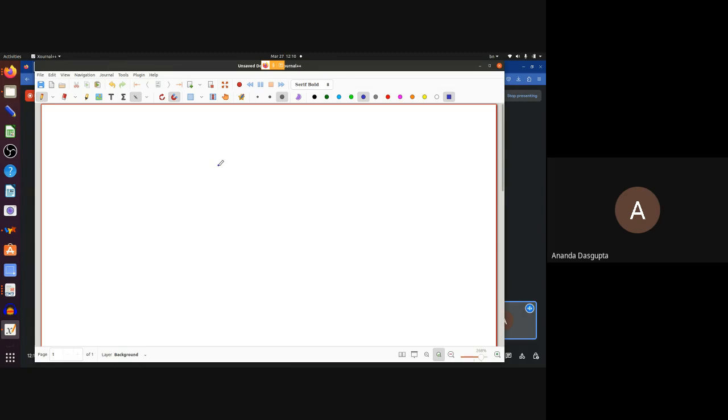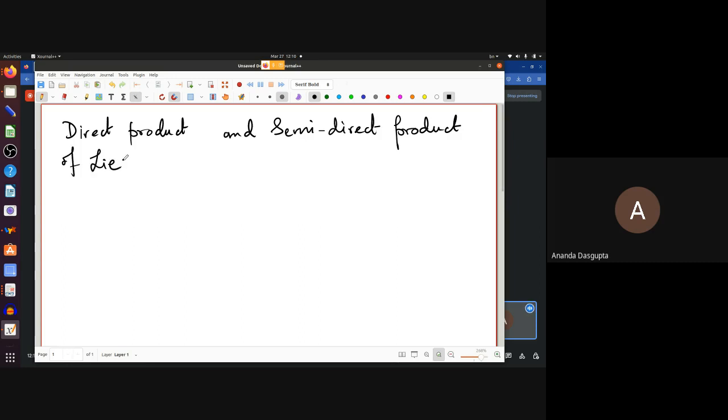Okay, so we wanted to talk about two things: direct product and direct sum and semi-direct sum of Lie algebras. And the reason why I keep on confusing that with the other term is because direct product and semi-direct product of groups, Lie groups in particular, have a very important role to play in this. And actually, if a Lie group is a direct product of two Lie groups, then the corresponding Lie algebra is a direct sum of the individual Lie algebras.